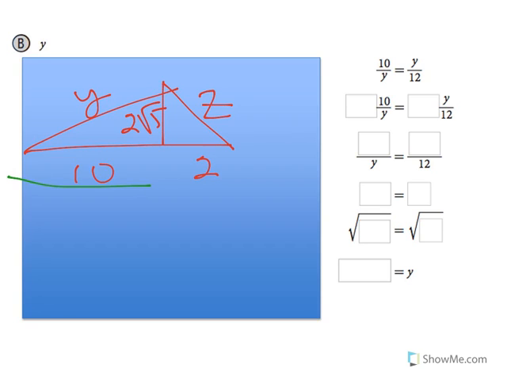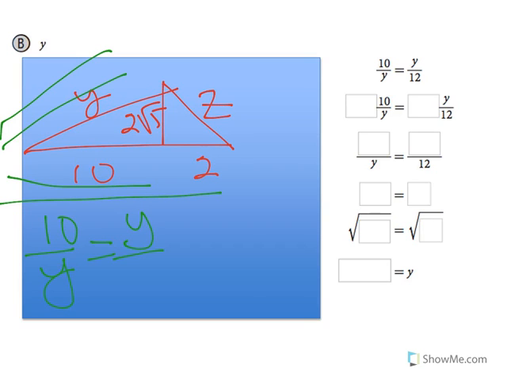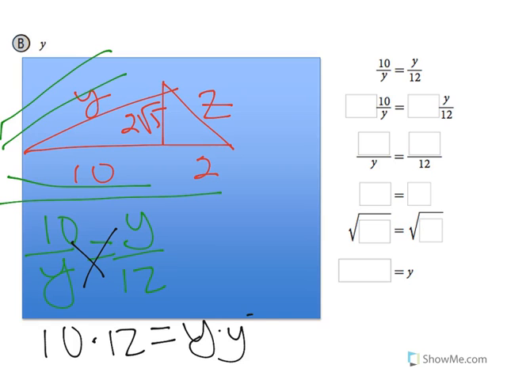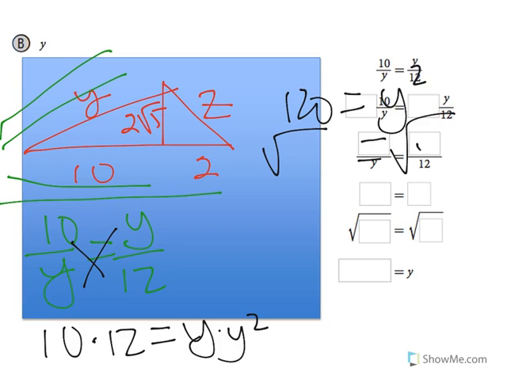So we can say 10 over y, go backward, y over 12. So we say 10 over y equal to y over 12. And then we can use our cross product. So then here we have 10 times 12 equal to y times y. So then it would be 120 equal to y squared. So then to solve, we take the square root of both sides.